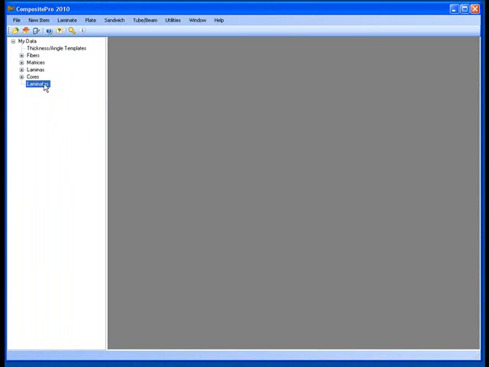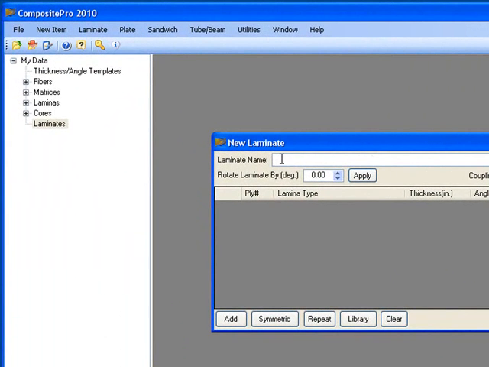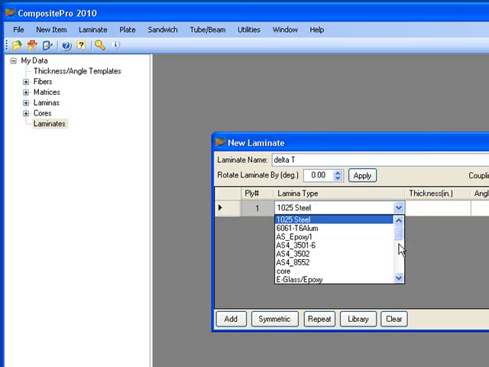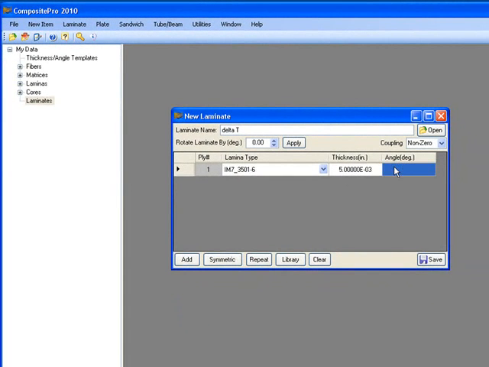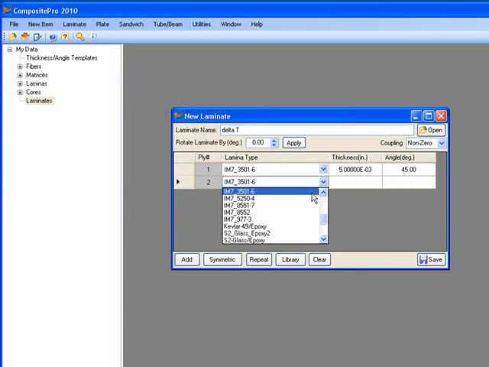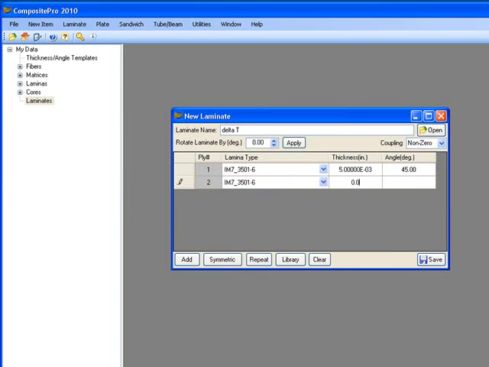Let's build our laminate. I'm going to go new laminate. We're going to call this the delta T example. Add, apply. We're looking for 3501-6. Remember that the top ply was 5/1000ths thick at an angle of 45 degrees. The second ply was 10/1000ths thick at an angle of 0 degrees. We'll save that.